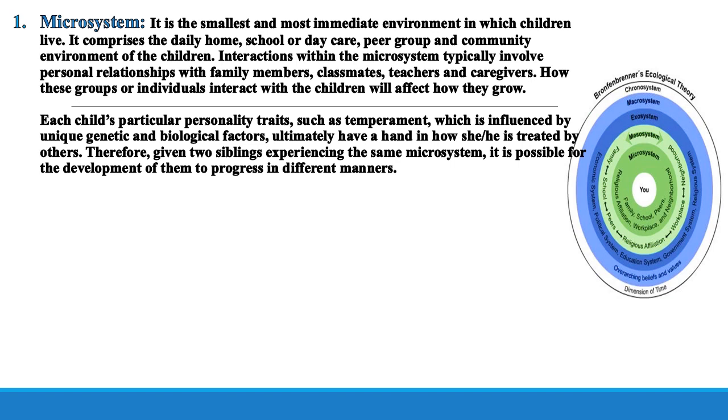The first level, as I said, is the microsystem. The name itself suggests microsystem. So it is the smallest and most immediate environment in which children live. So when it is an immediate environment, it comprises the daily home, school or daycare, peer group, and community environment of the children, right? Now interactions within the microsystem typically involve personal relationships with family members, classmates, teachers, and caregivers. Now, how these groups or individuals interact with the children will affect how they grow. Yes, how the children interact with his or her teacher, his or her parents, his or her classmates, caregivers, that will affect how the child will grow.